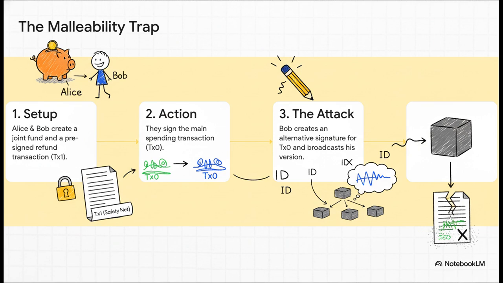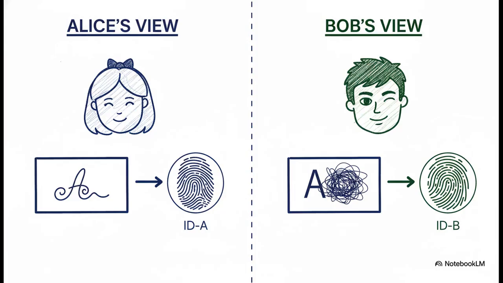But here's where the trick comes in. Bob takes his signature for TX0, messes with it just a little bit, creating a new but still valid signature, and then he broadcasts his version to the network. Now, if his version gets confirmed first, the original TX0's ID, the one Alice was counting on, is now totally invalid. And a refund transaction? Yeah, it's completely worthless.